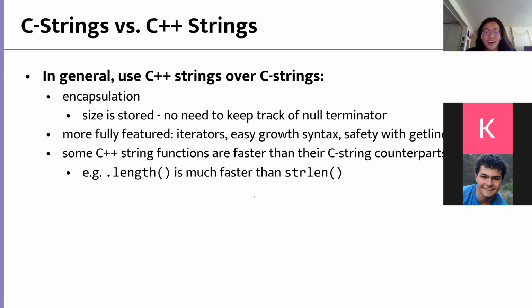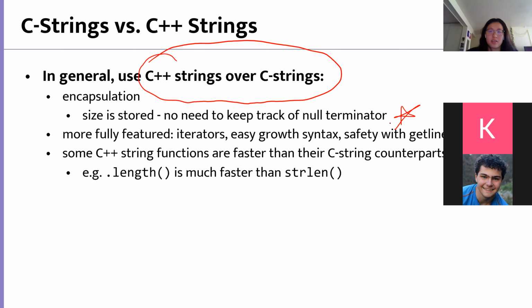And a final note on this is that you want to use C++ strings over C strings. I don't think I ever used a C string in 281, and you probably shouldn't either. A couple of notes about this: the size is stored in a C++ string, so you don't have to keep track of that sentinel character. There are just more functions supported with the C++ STL string. And also some C++ STL string functions are actually faster than their C string counterparts.